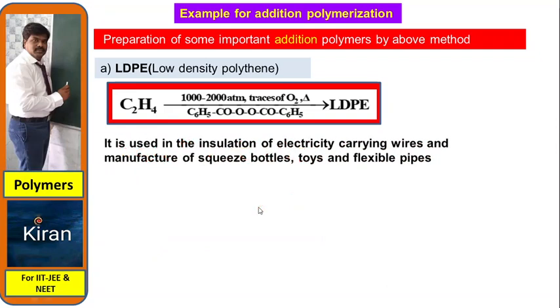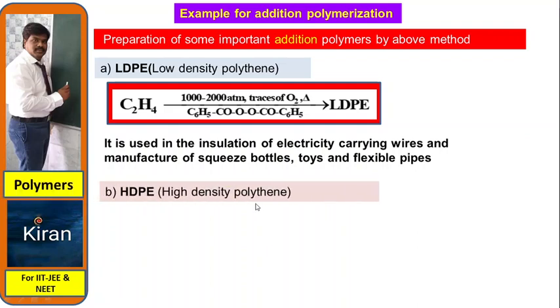It is used in the insulation of electricity-carrying wires. Wires are covered with some plastic, that is called LDPE. Different color wires, white color, different color wires, are insulated with this LDPE. Next, one more addition polymer, that is HDPE, high density polyethylene.